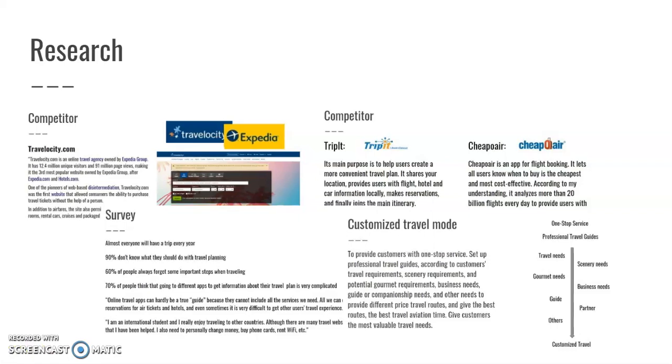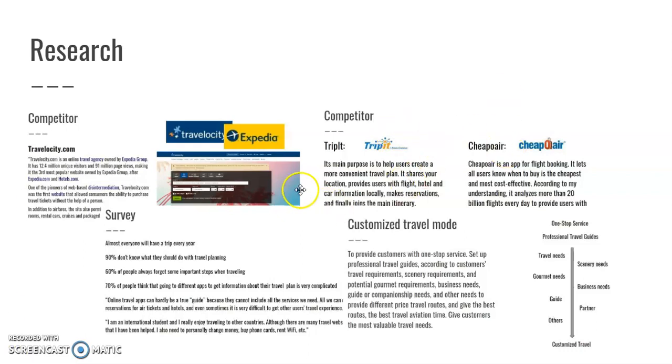There are also a lot of competitors in the market. The biggest competitor for me is Travelocity. Travelocity is an online travel agency owned by Expedia Group. In addition to the air tickets, the site also permits consumers to book hotel rooms, rental cars, and package vacations. Although it includes some basic booking service, it is not enough for users in the travel process.